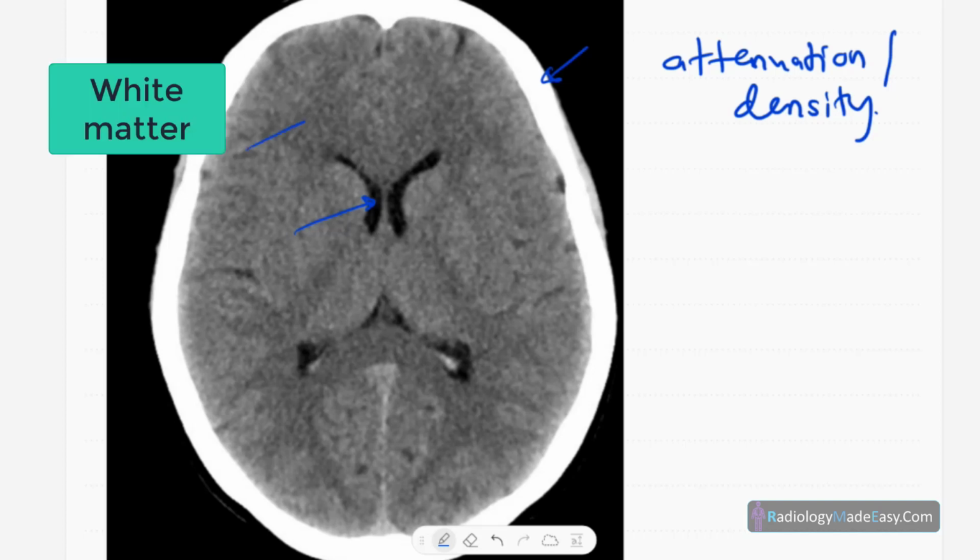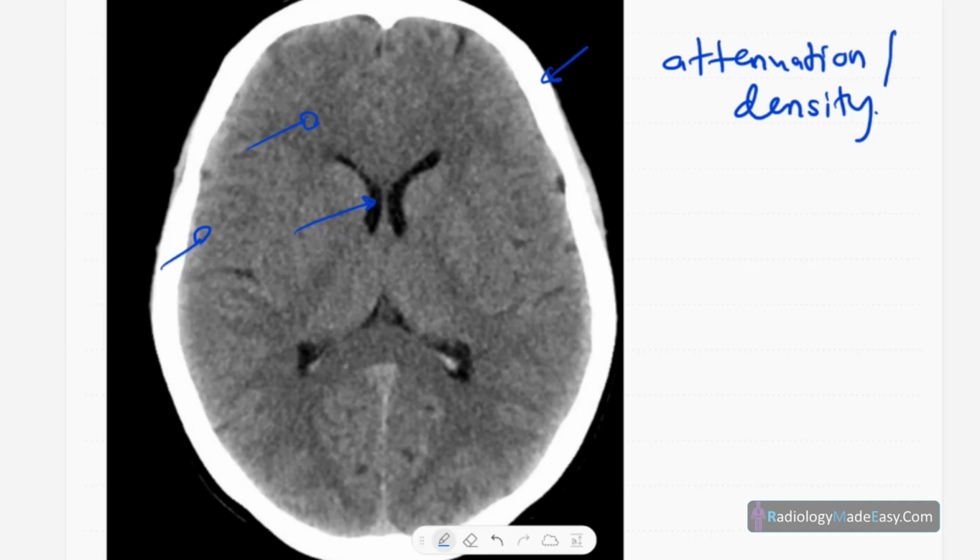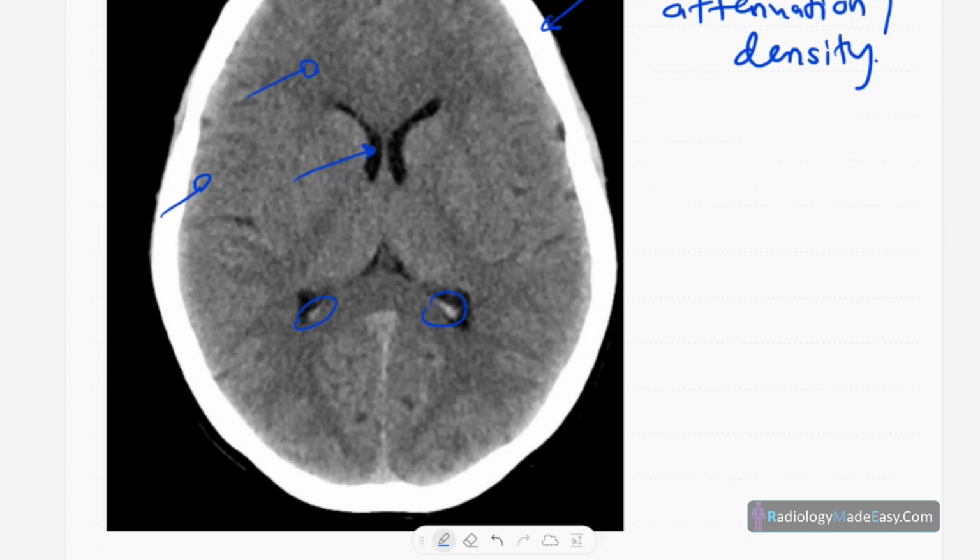This is the white matter, it has myelin or lipid, so it has low attenuation. This is gray matter, it has high attenuation. These are choroid plexus with calcification, they have high attenuation. So that's the non-contrast CT brain. We identify ventricles, gray matter, white matter, bone. Those are the key anatomical structures.